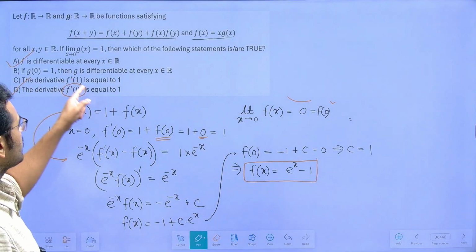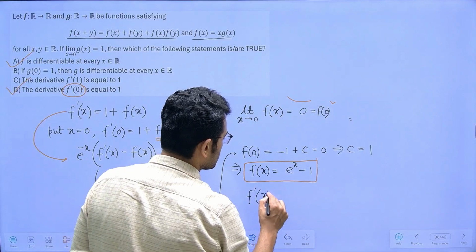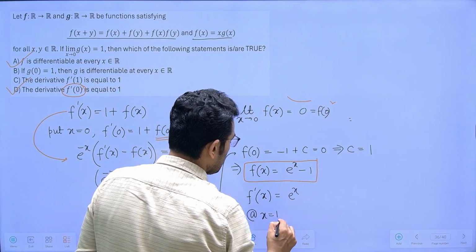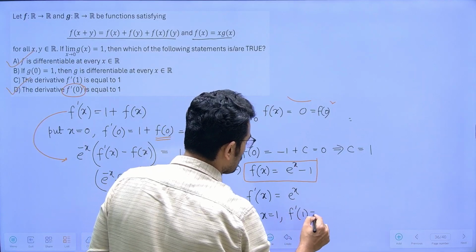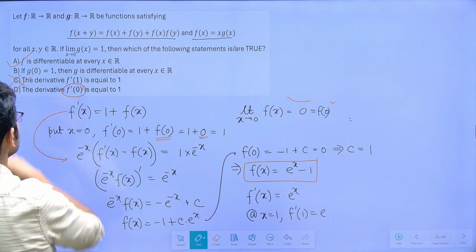Now we can find the derivative f'(x), which is equal to e to the power x. At x equal to 1, f'(1) will be equal to e. The derivative at 1 should be equal to e. So option C is not correct.